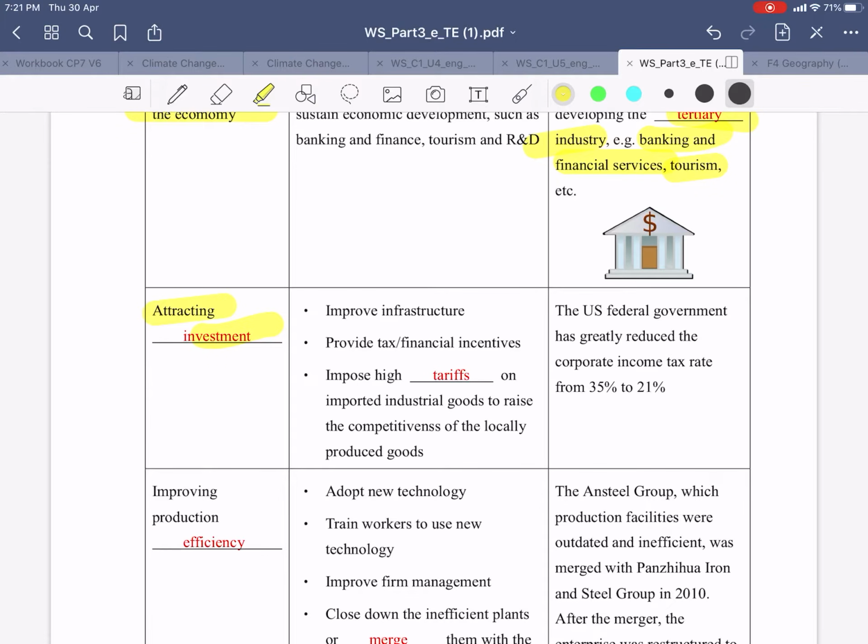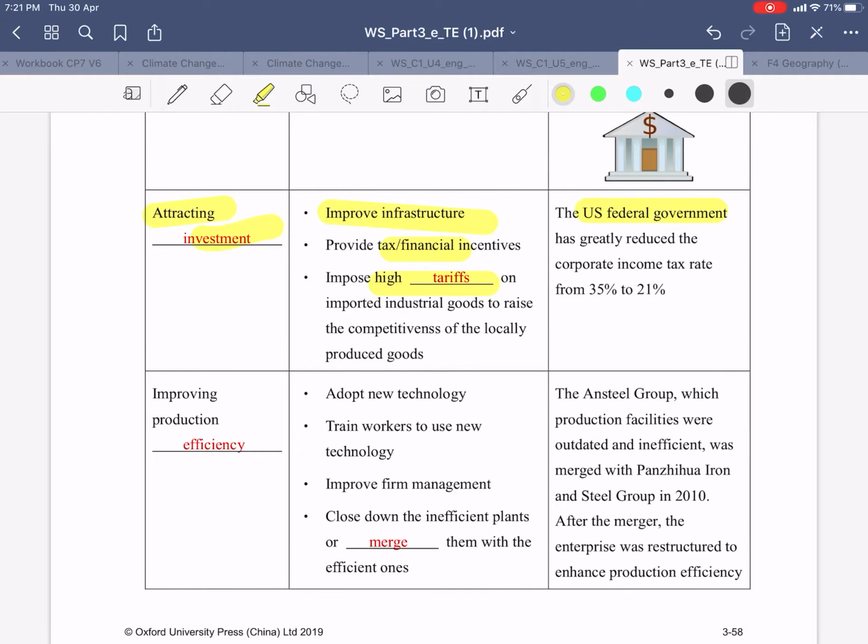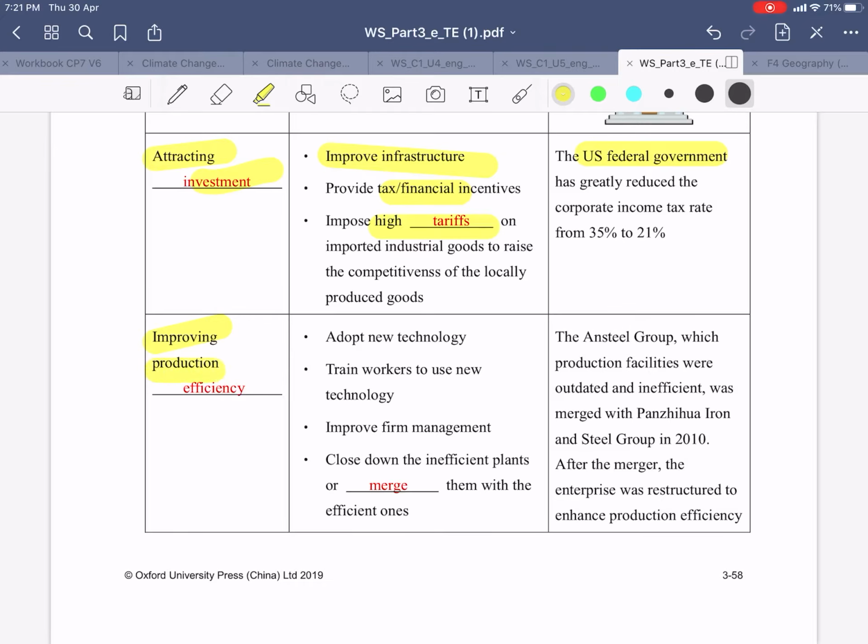Okay, attracting investment. Maybe improve the infrastructure just like Hong Kong, and offer tax and financial incentives, or impose high tariffs, but not for Hong Kong because Hong Kong is tax free, just like the United States. Improve production efficiency by introducing new technology, training workers, improving the firm's management, and then closing down inefficient firms.